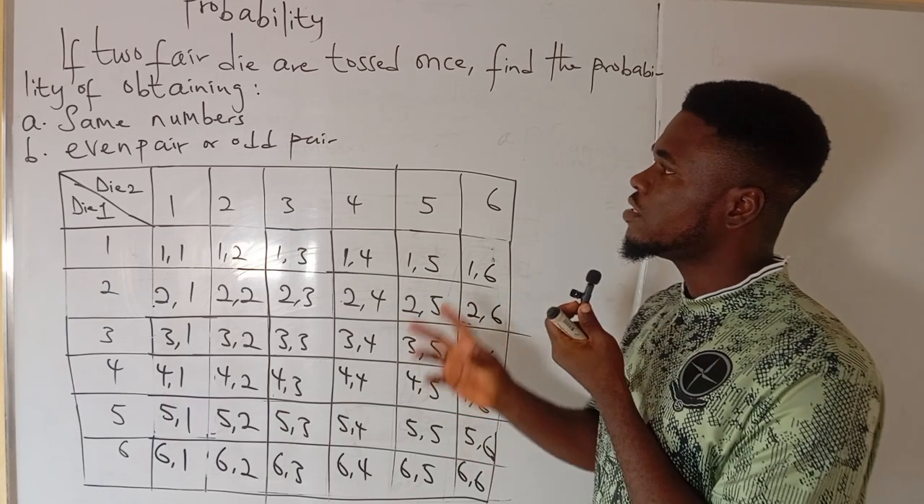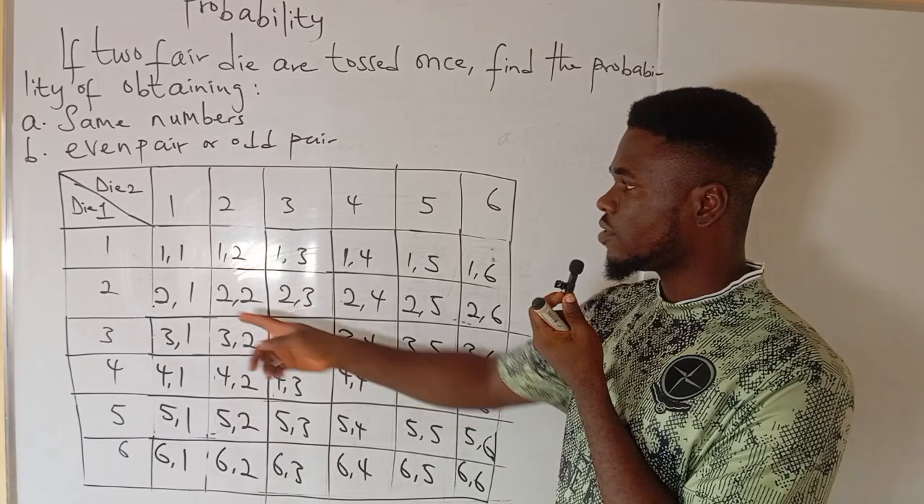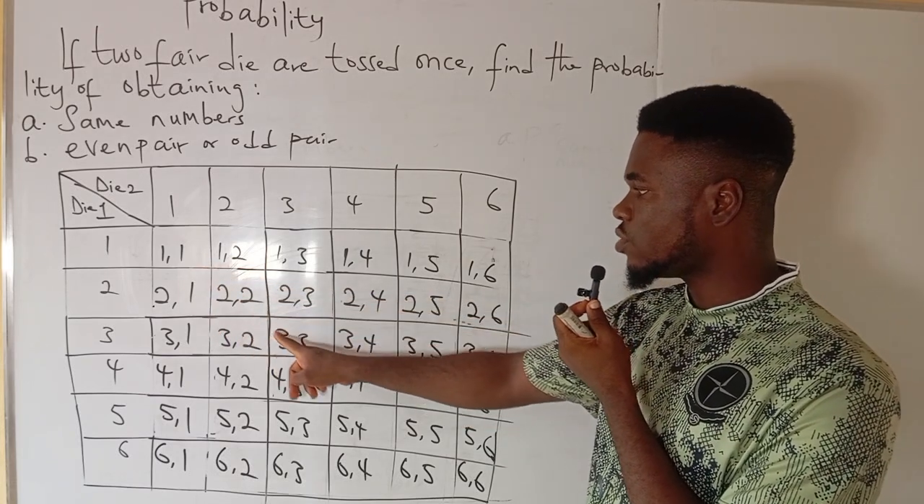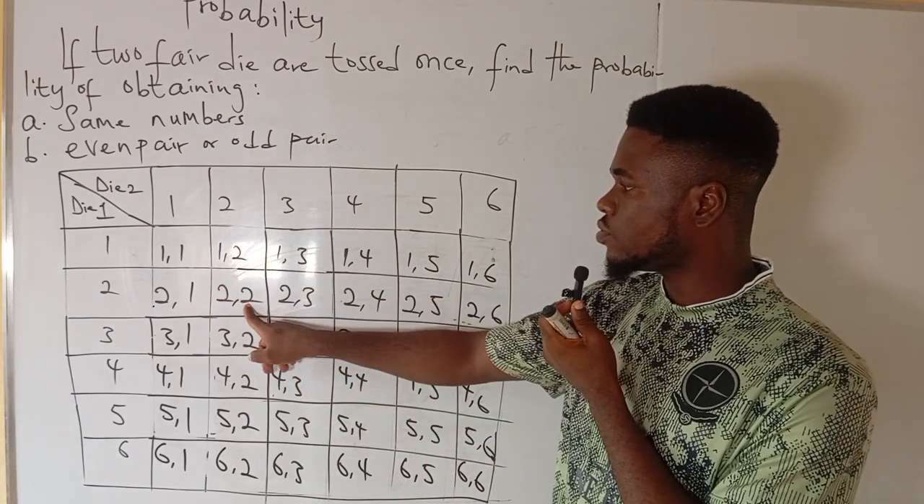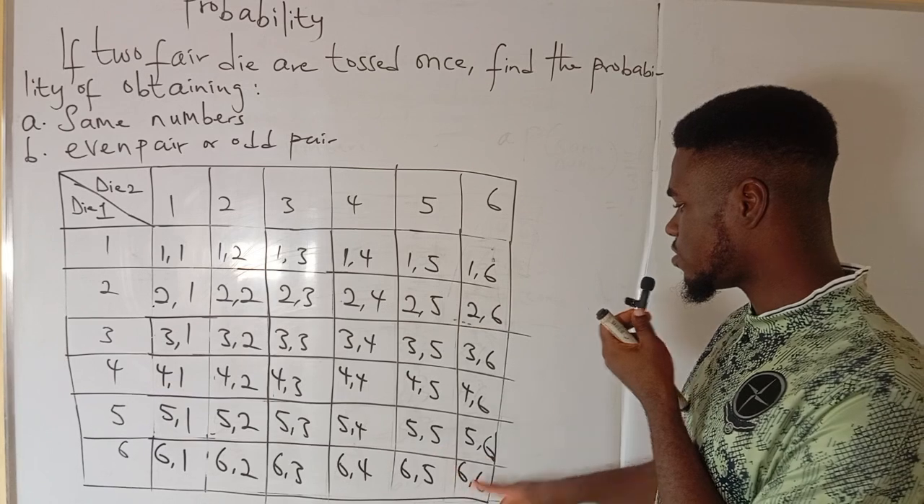Now you want the same number pair. Look, it is easy because you can easily identify that the diagonal here is showing the same number. So you count how many there are: 1, 2, 3, 4, 5, and 6.